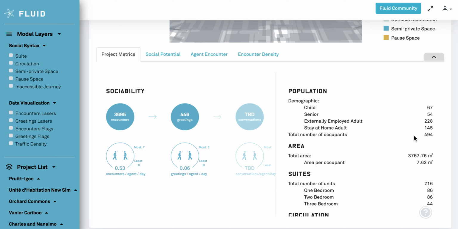Now you can see we have almost 500 agents in Pruitt-Igoe in the populated building, which is more than they actually had at peak population in that building, because they only got up to about 50% occupancy. But you can see right there that they only saw each other about once every 2 days. The average person saw somebody else, according to the simulation. It's not perfect.